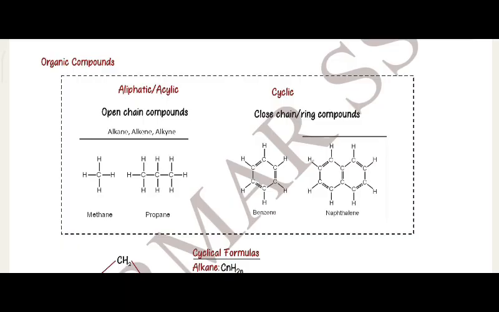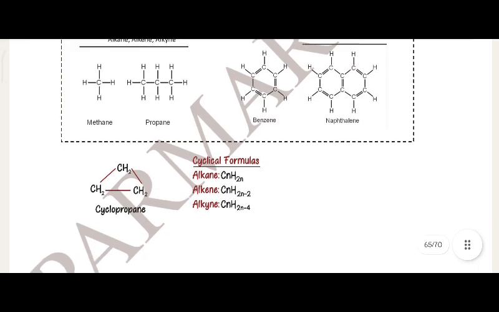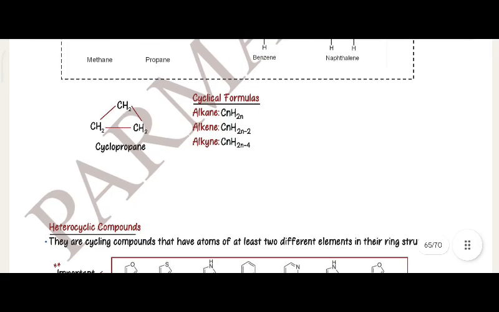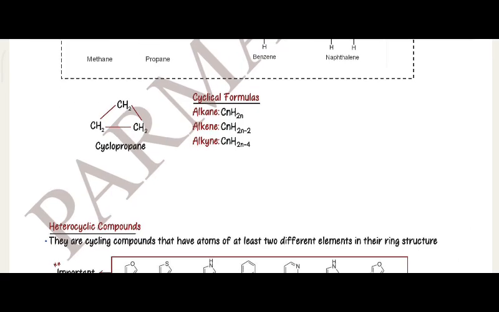Benzene, C6H6. And naphthalene, C10H8. And cyclopropane, CH2, CH2, CH2. Cyclic formulas: alkane, CnH2n. Alkene, CnH2n minus 2. And alkyne, CnH2n minus 4.